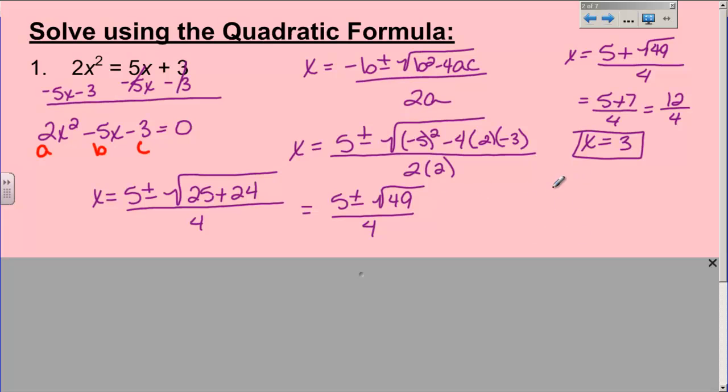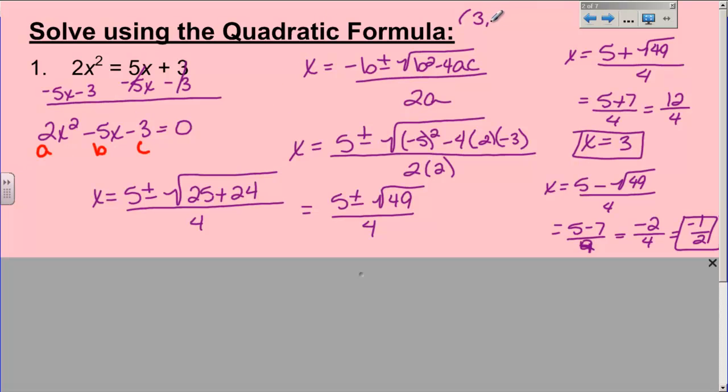My second problem is going to be 5 minus the square root of 49, divided by 4. Well, again, the square root of 49 is 7, so I have 5 minus 7, divided by 4. Well, 5 minus 7, that should be a negative 2, not a 2. I apologize. 5 minus 7 is negative 2 over 4, which becomes negative 1/2. So my other root is negative 1/2. So my two solutions for this quadratic function are going to be (3, 0) and (negative 1/2, 0).